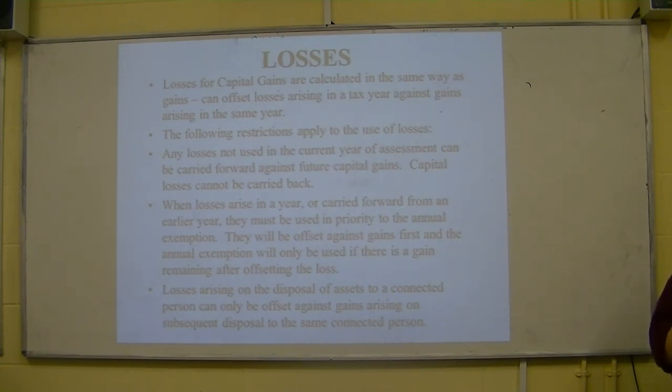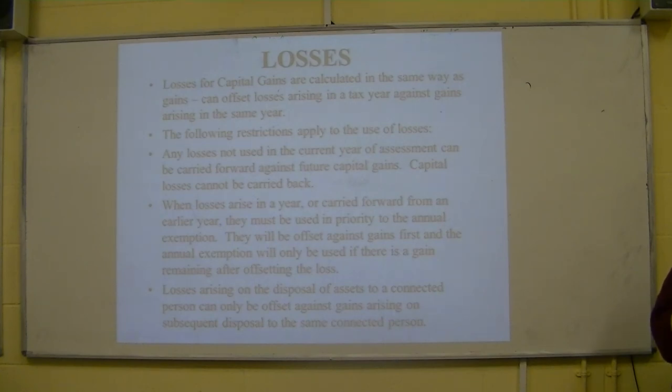Capital losses cannot be carried back, okay? When losses arise in a year or are carried forward from an earlier year, they must be used in priority to the annual exemption. So you use your loss first and then use your annual exemption. You wouldn't take off your annual exemption, then your loss, and actually spare your losses to carry forward to the next year. You must use the loss first, and if you've got a gain remaining, then use your annual exemption. The annual exemption will only be used if there is a gain remaining after offsetting the loss.